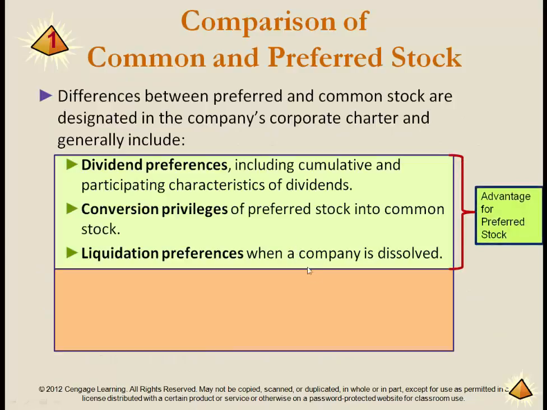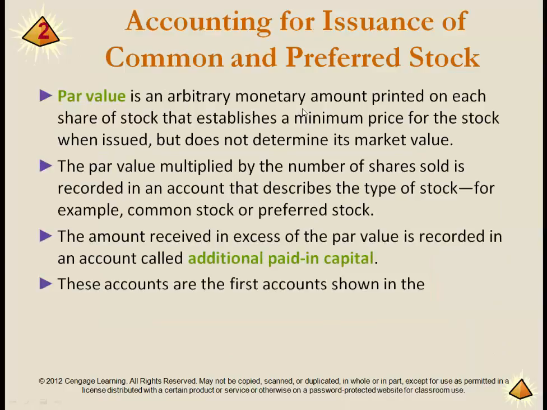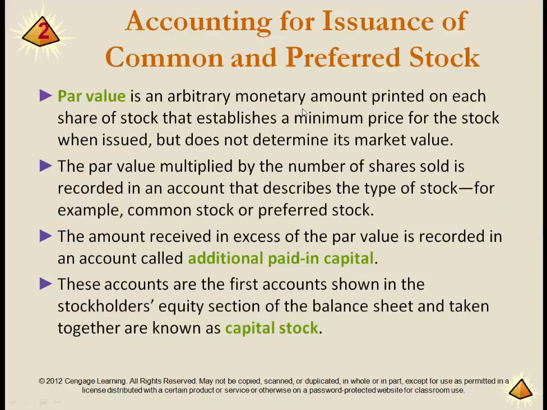So look at the differences. What are the advantages? You have dividend preferences. You can have a conversion for preferred stock into common stock, and liquidation if a company is dissolved. And on the advantages for common stock, you have a call provision where they can buy and repurchase the shares, and they can deny voting rights.